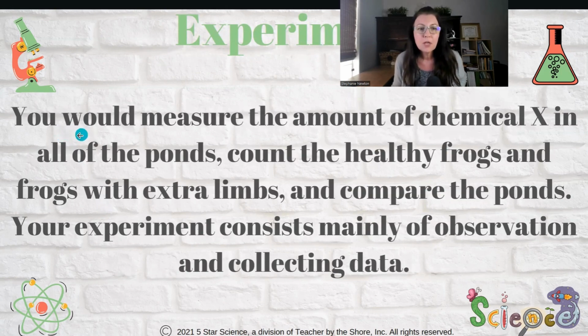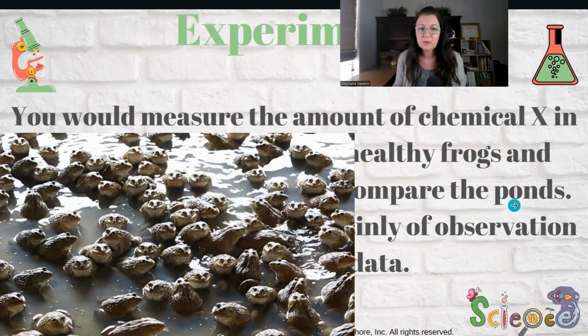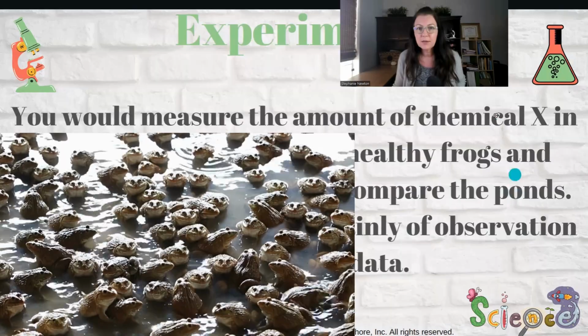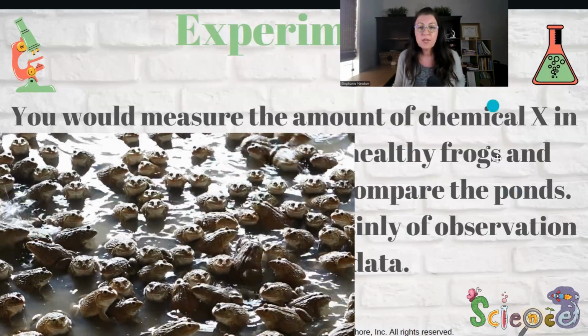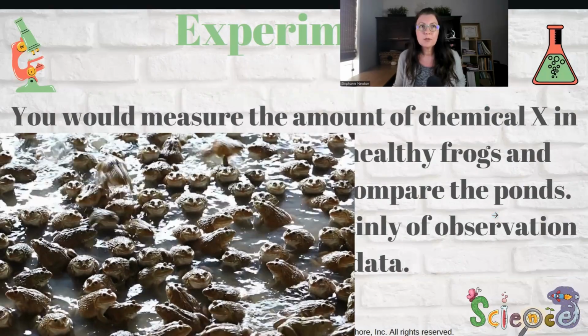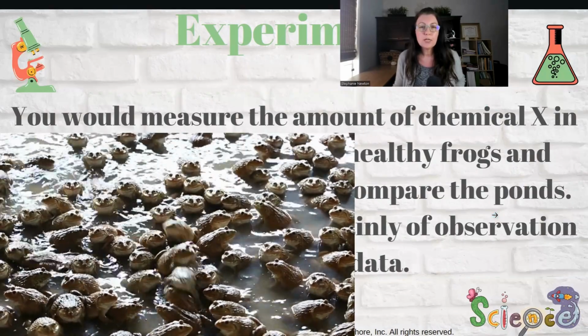The experiment, you would measure the amount of chemical X in all of the ponds, count the healthy frogs and frogs with extra limbs, and compare the ponds. Your experiment consists mainly of observation and collecting data. So that's the experiment. Now let's go back to my dog food experiment.